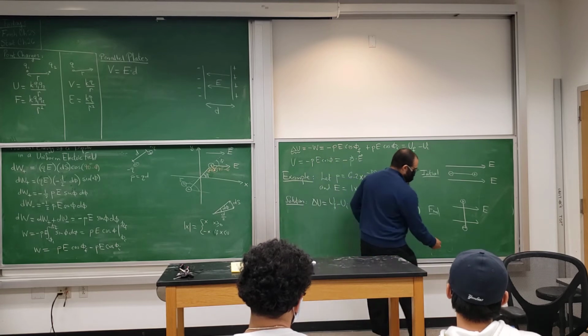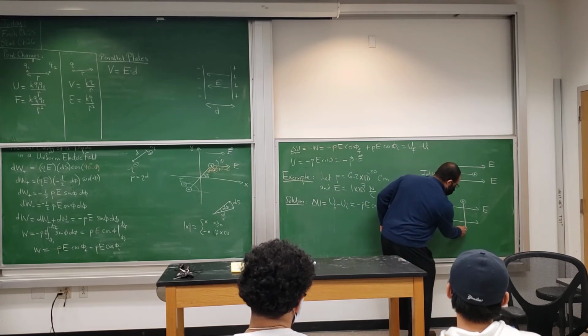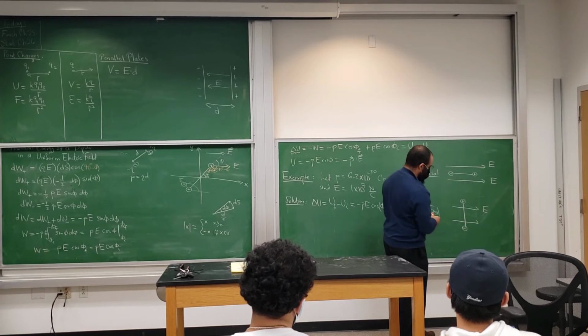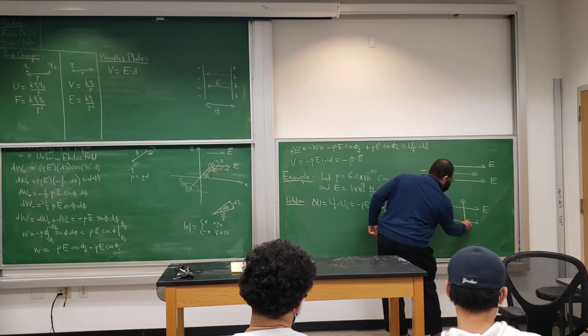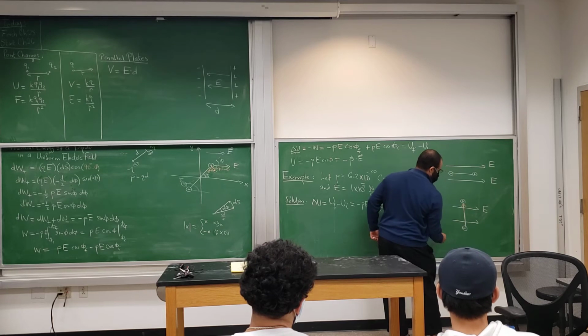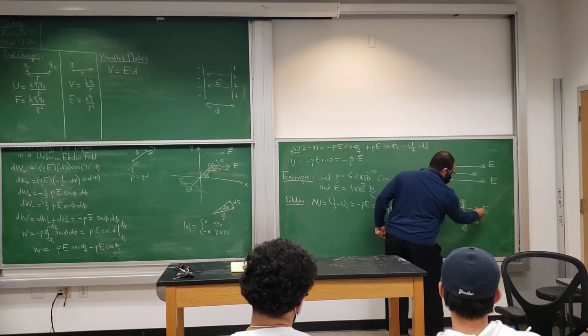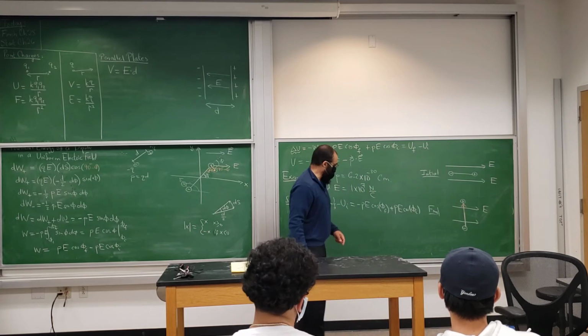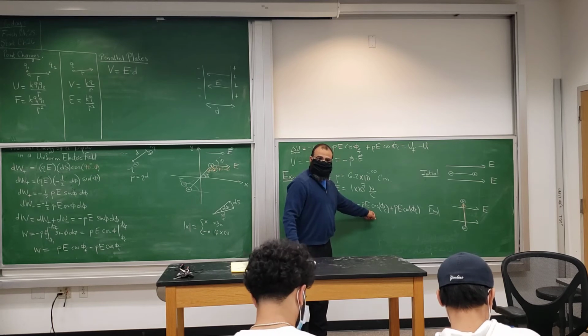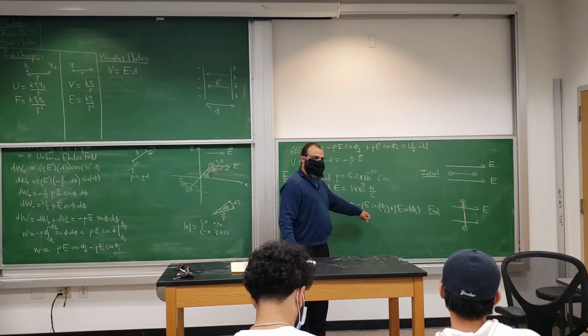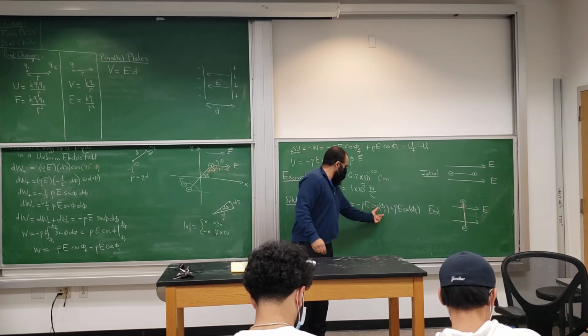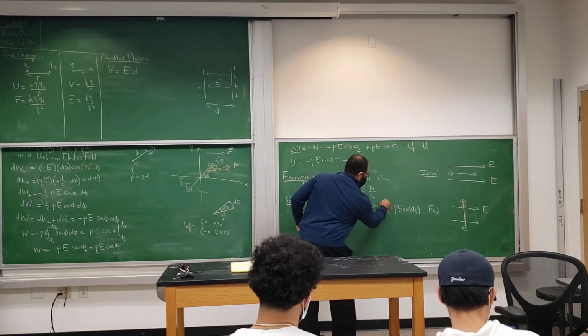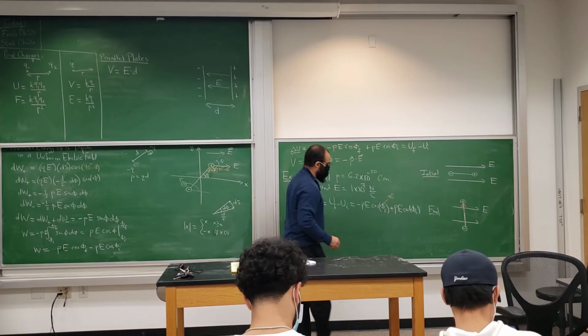So the dipole is in what direction? This was in the test, right? It points always from where to where? Yeah, so the dipole is pointing this way. That's P. E is pointing, well, this way. So they're at right angles, so 90 degrees. What's cosine of 90? 0. So this part is 0.